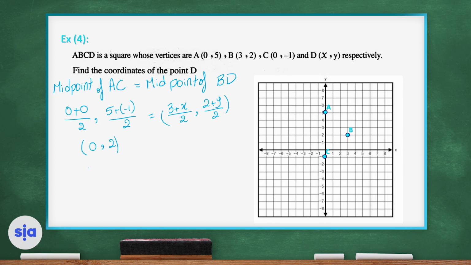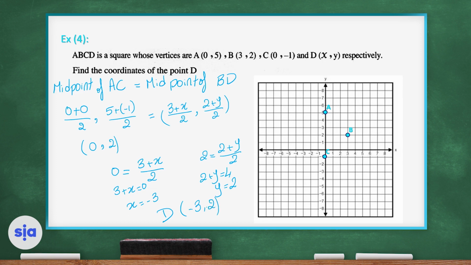Then 0 is equal to (3 + x) over 2, and 2 is equal to (2 + y) over 2. So 3 + x equals 0, then x equals -3, where 2 + y equals 4, then y equals 2. Then the coordinates of point D is (-3, 2). And here we plot it on the graph, so you can see that ABCD is a square.